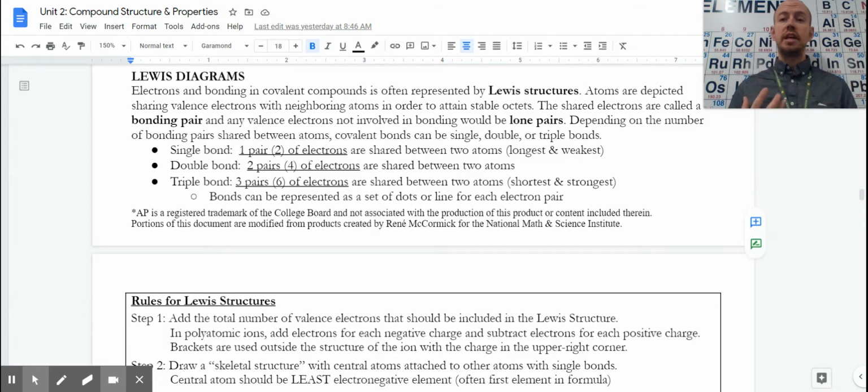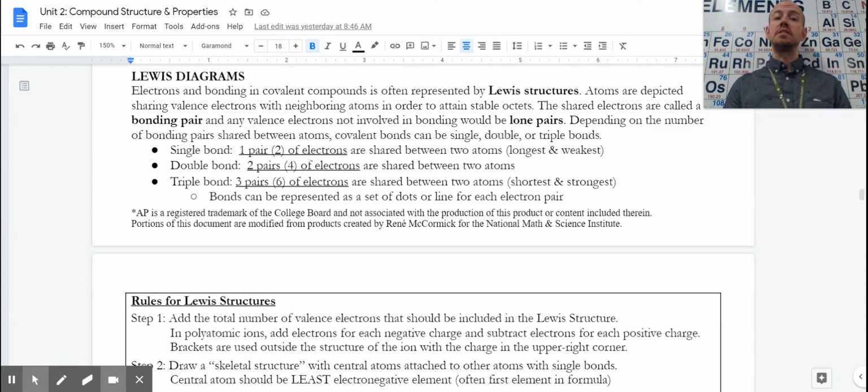The main skill that everything builds on is the ability to draw a Lewis structure. This is probably a skill you've used before and may go back to a biology class or an ICP or even a middle school science class. The Lewis structure, sometimes called the Lewis dot diagram, is where we're showing valence electrons either in a bond, so a line, or as a set of dots.